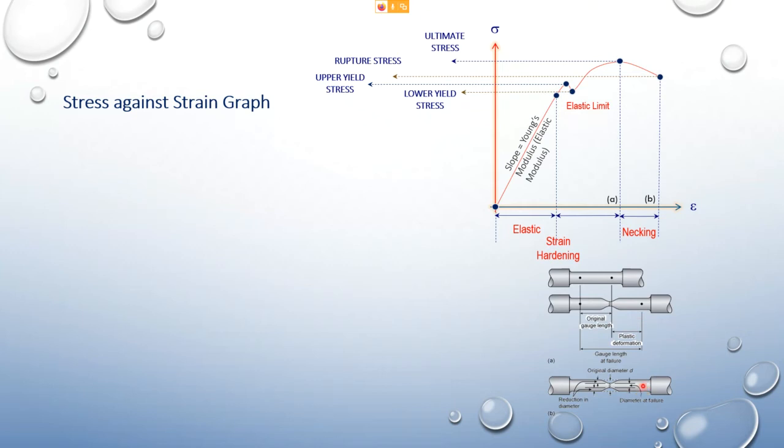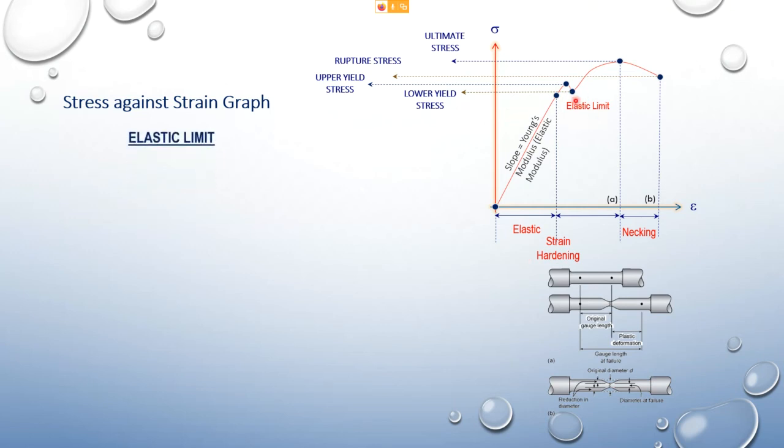Okay, so the original diameter will give you the original cross-sectional area. And this will give you the final cross-sectional area based on this diameter here. So what happened is, you will have a change in cross-sectional area, and that will cause the failure. Now, we're back to the stress strain graph.